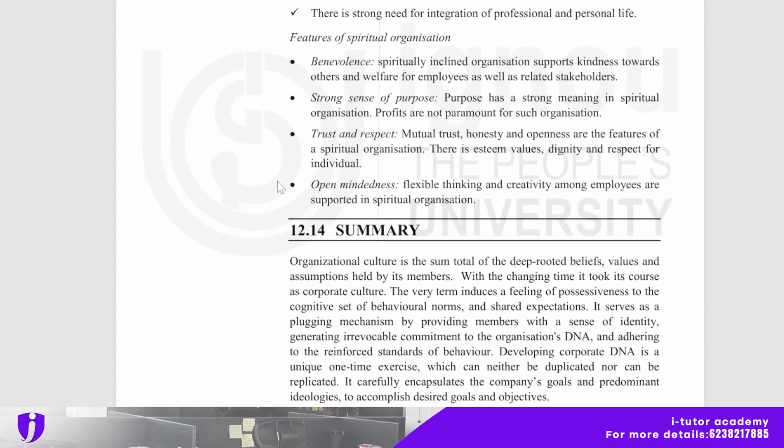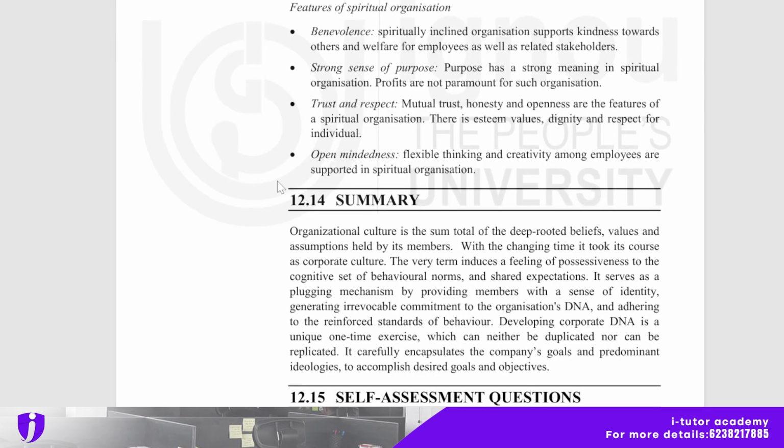The summary of this Unit 12: organization culture is the sum total of deep-rooted beliefs, values, and assumptions held by its members. With changing time, it took its course as corporate culture. The very term induced a feeling of possessiveness to the cognitive set of behavior norms and shared expectations. It serves as a plugging mechanism by providing members with a sense of identity, generating irrevocable commitment to the organization's DNA, and adhering to reinforced standards of behavior. Developing corporate DNA is a unique one-time exercise which can neither be duplicated nor replicated. It carefully encapsulates the company's goals and predominant ideology to accomplish desired goals and objectives. So that's a summary of this organizational culture chapter.